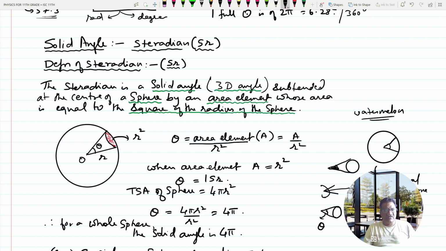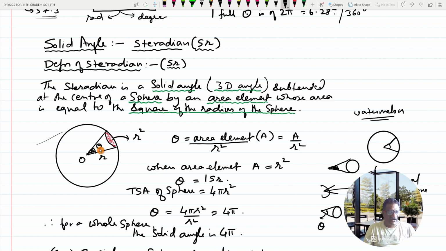Now, like in the plane angle, there was a relationship between s, r and theta. So in this case, this is that spherical watermelon. This is the center of the sphere, and this is that surface on the watermelon which you are taking, for example, this one small area. If you connect these two points to the center of this sphere, the angle formed is known as the solid angle.